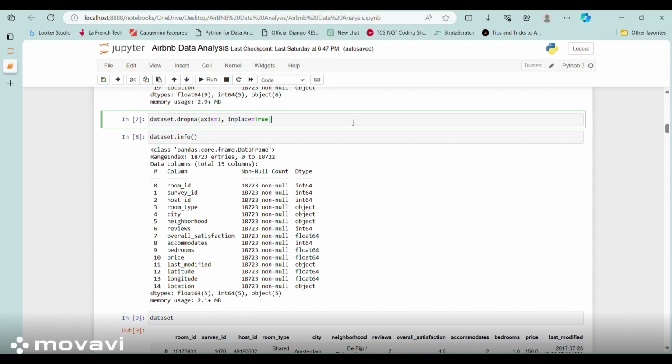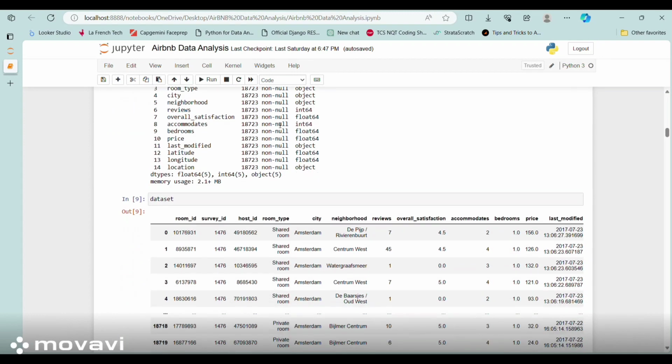Here axis equals 1. This parameter specifies that we are removing columns with missing values, and inplace equals True. This parameter allows us to modify the dataset in place, which means we are directly applying this change to our dataset and we don't need to create a new data frame. By eliminating columns that have missing values, we are streamlining our dataset for analysis. This is just one of the data cleaning steps to ensure the quality and reliability of our findings. Now we have a more robust dataset to work with in our data analysis.